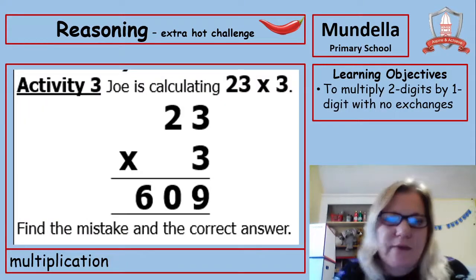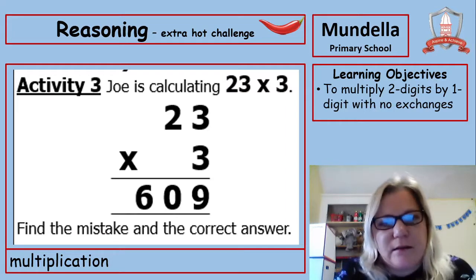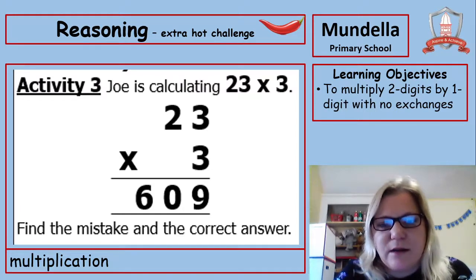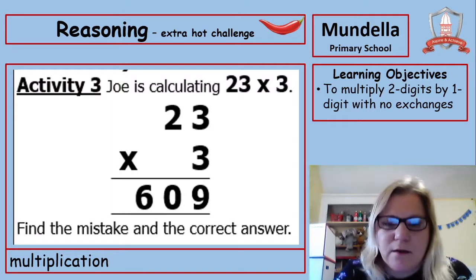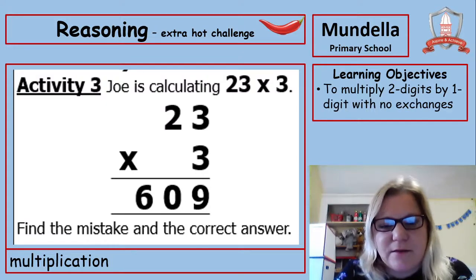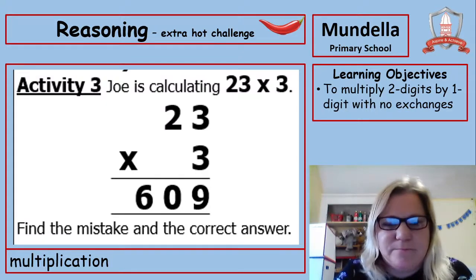If you would like to do the extra hot challenge for reasoning, have a look at this column multiplication. So Joe is calculating 23 multiplied by 3, but he's made a mistake. Can you spot his mistake and then explain why he's got it wrong? And then tell me the correct answer. Pause the video now and have a go.